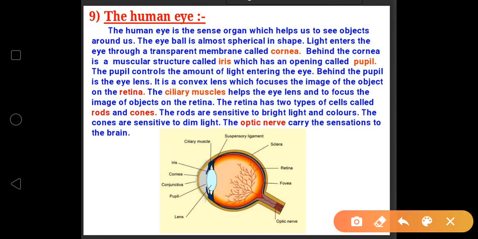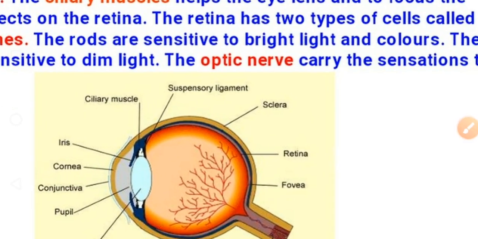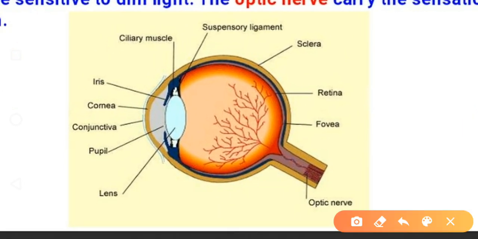So we are doing the light chapter. In this chapter today we are going to start the structure and the diagram of a human eye, which is very important, and this diagram can come in 5 marks also, and the parts of the human eye will come in 1 mark or 2 marks also. So let's start the structure of an eye one by one.